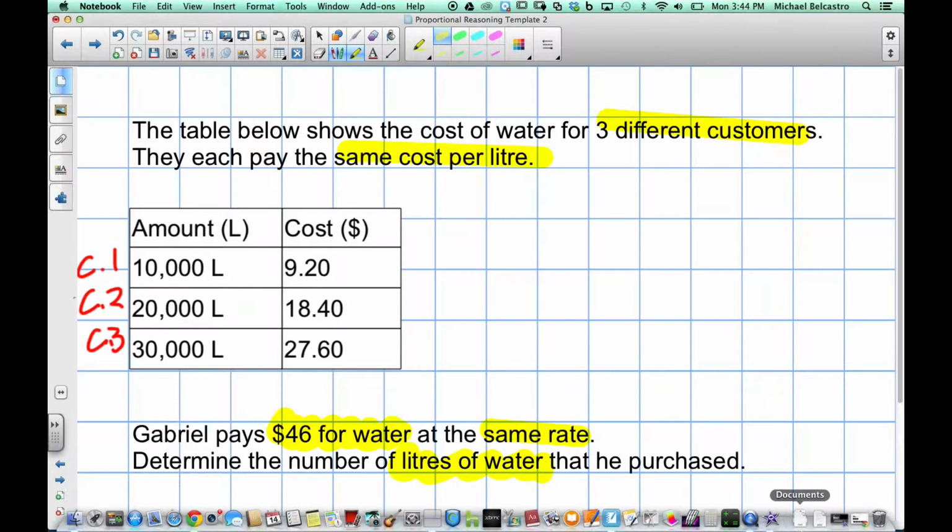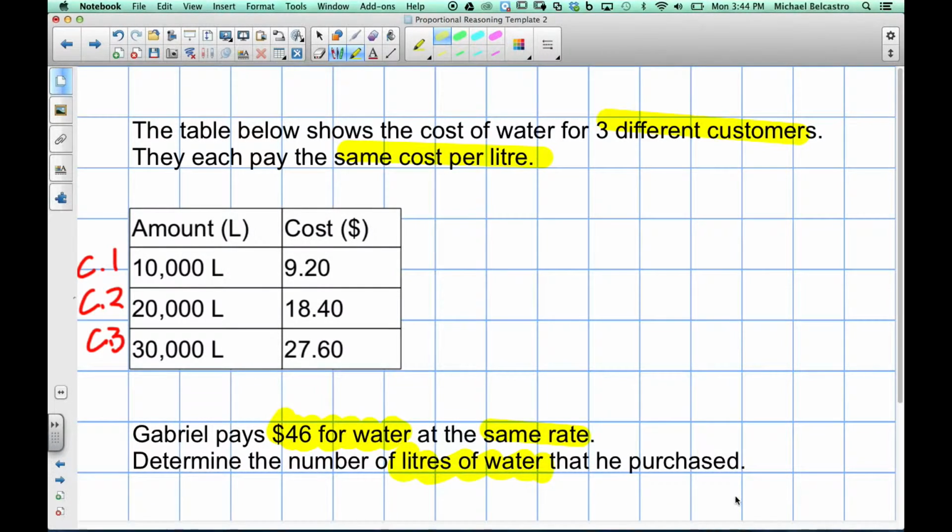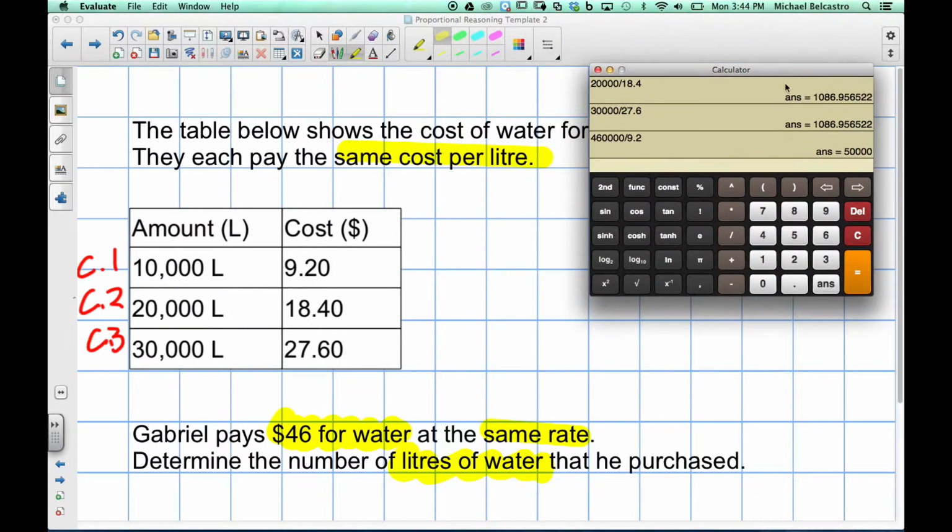Okay, we could quickly use a calculator and make sure that these are all the same rate. They've said it, but it's always good to check these types of things. You can really choose to divide amount by cost, or you can do cost by amount. As long as that value is the same for each of them, then we know the rate they're paying. In this one, I'm going to divide cost by amount. So $9.20, or 9.2. You can add the 0, it's irrelevant for the division. Divided by 10,000. Okay, so here's our value.